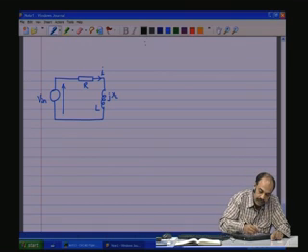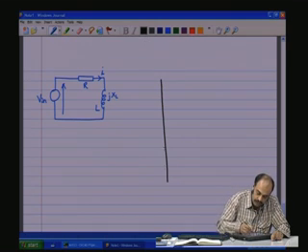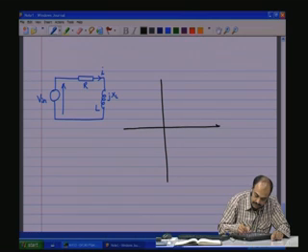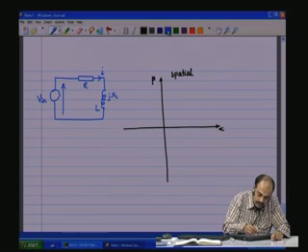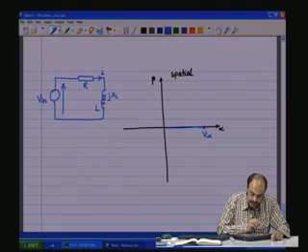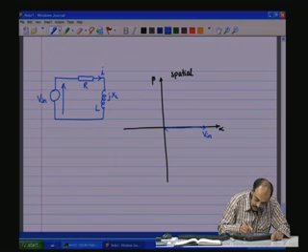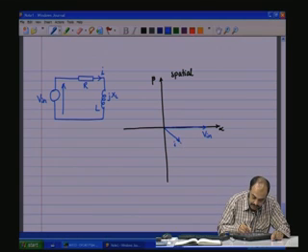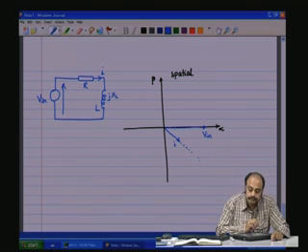So, let us take the alpha beta coordinate system, the spatial coordinate system, directly. We have the reference, which is V in. So, we start with V in. Now, we know that the current is going to lag. So, let us write down the current lagging the voltage, and this is the current direction.